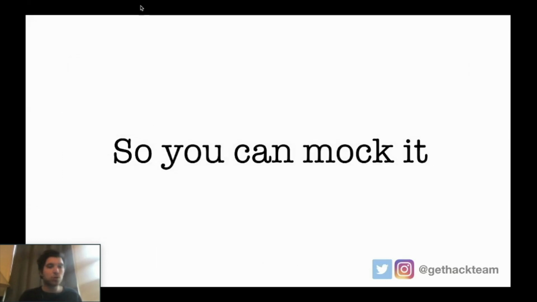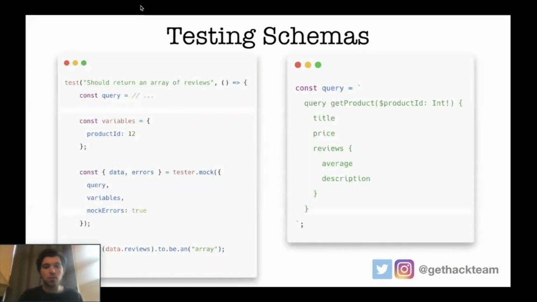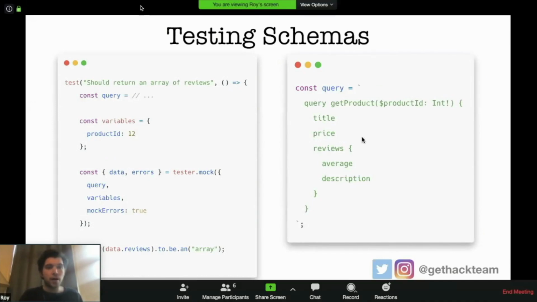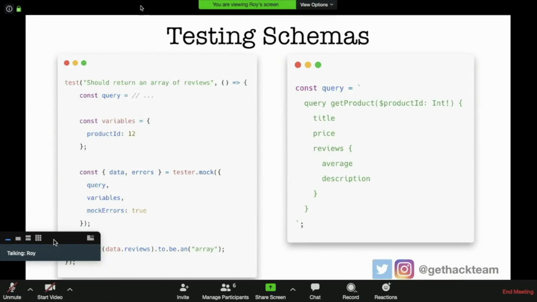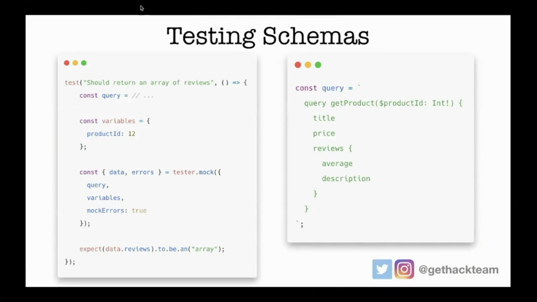But for sending assertions, of course, you should mock it because you have to make assertions with some kind of data in mind. So you can see it on here. I'm testing a schema. You can see it's a query, and I'm going to send a variable in it as well. And at this part with tester.mock, I'm actually going to send my query. I'm going to send my variables, and I'm going to say I want to mock stuff.